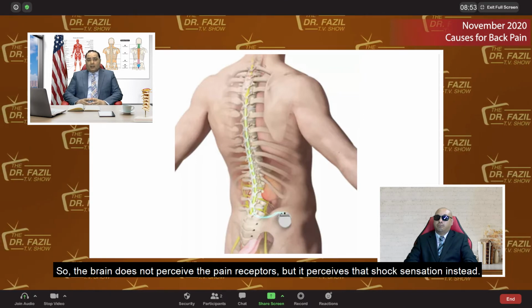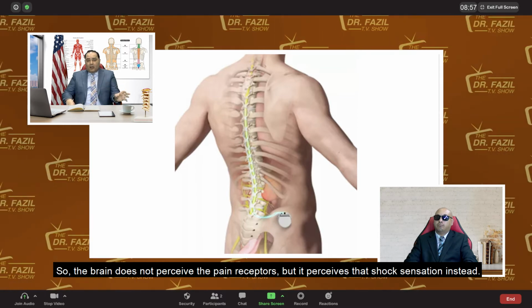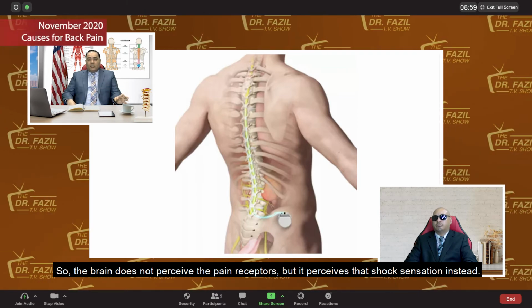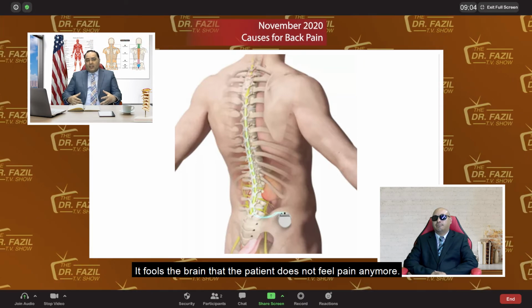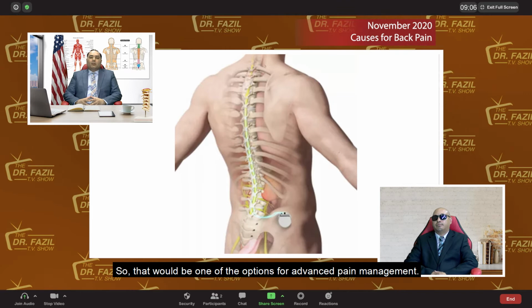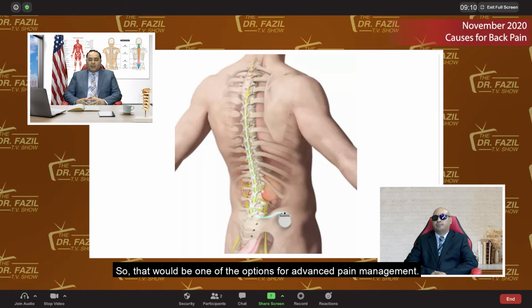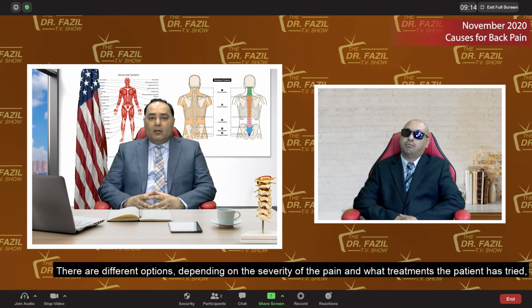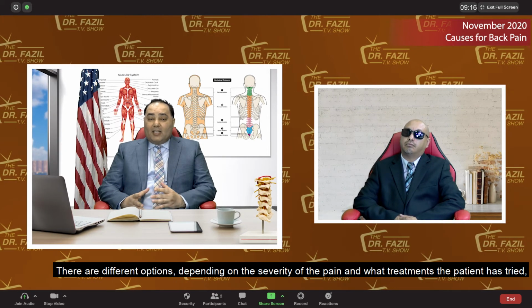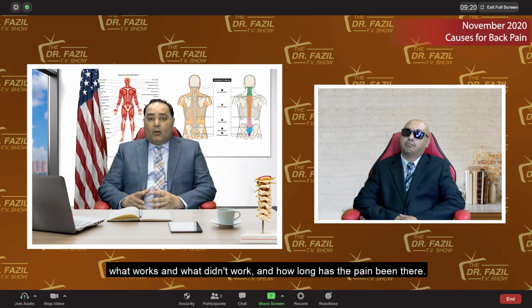So the brain does not perceive the pain receptors, but it perceives that shock sensation instead, and it fools the brain so that the patient doesn't feel pain anymore. So that would be one of the options for advanced pain management. So there are different options. It all depends on how bad the pain is, what has been tried in the past, what worked, what didn't work, and how long the pain has been there.